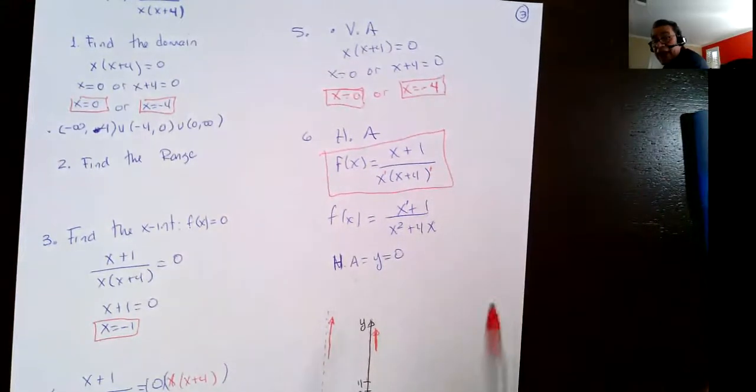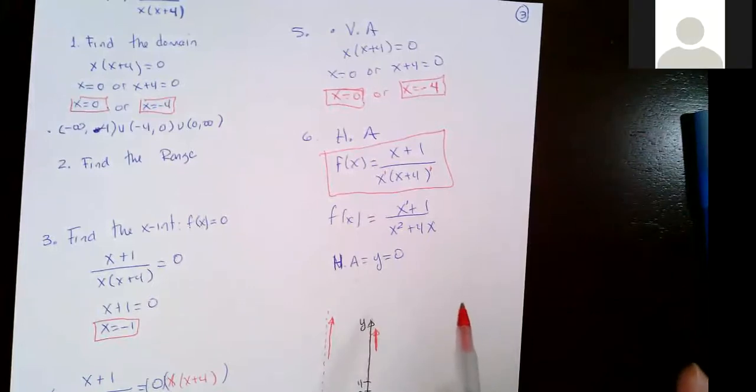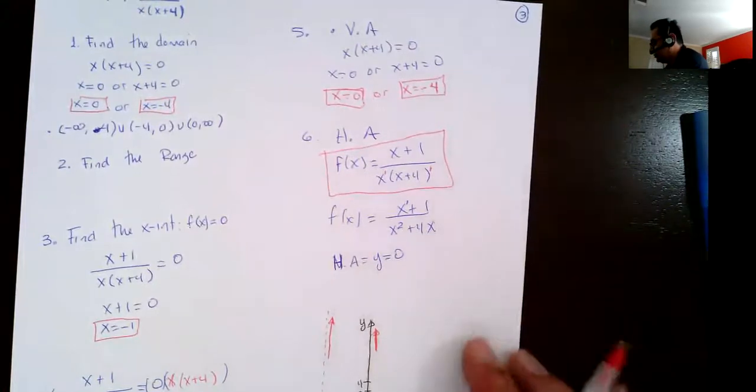If you guys had even multiplicity, the graph on both sides of the vertical asymptote goes in the same direction, by the way. Okay, so we'll cover a case like that. But now let's continue with this graph really quick.